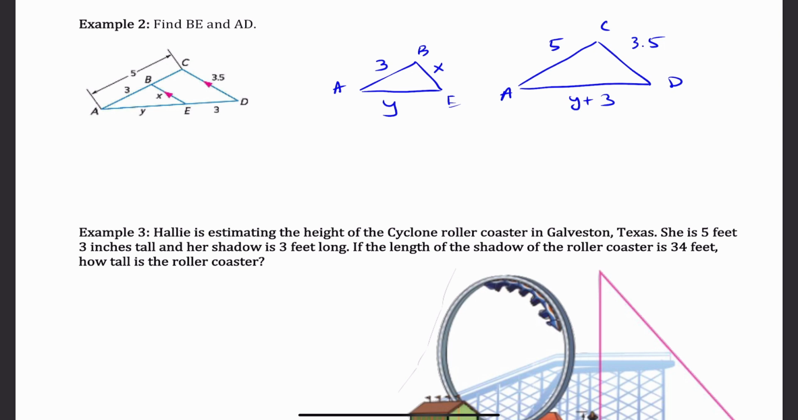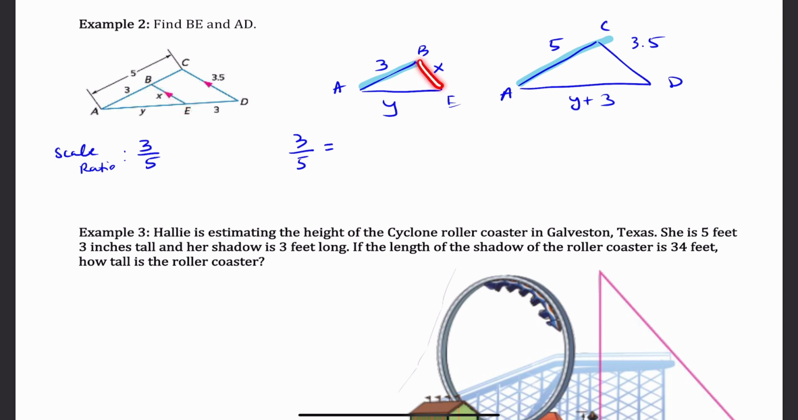So then I'm going to find my scale ratio from this figure to this figure. So I need to find a number over a number, no variables involved. Notice that we have a number here and a number here. So from the small triangle to the big triangle, my scale ratio would be 3 to 5. So my scale ratio is 3 to 5.